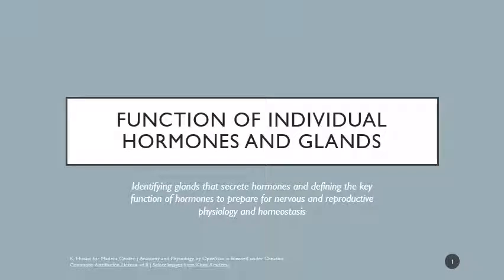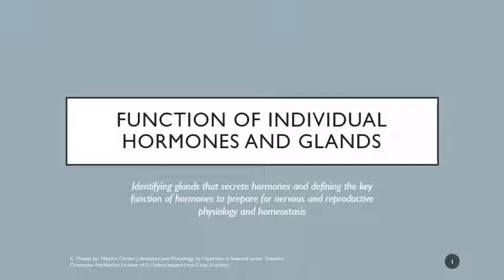Hey everyone, this is the second lecture for endocrine physiology. The first one was kind of looking at a broad overview of endocrine physiology, how we categorize different types of hormones and different signaling cascades. This one is specifically looking at different glands within the endocrine system, the hormones that are secreted from those glands, and identifying the key function of those hormones.